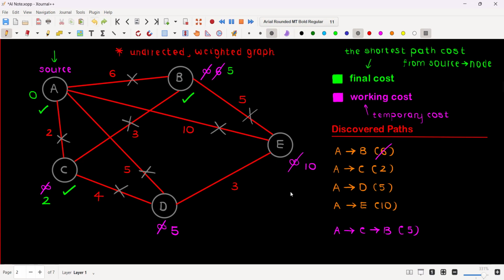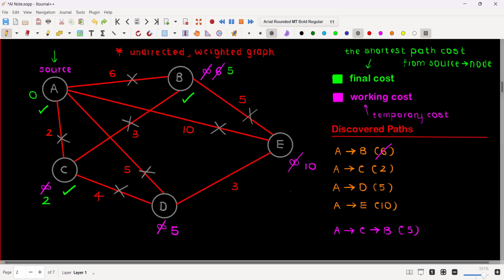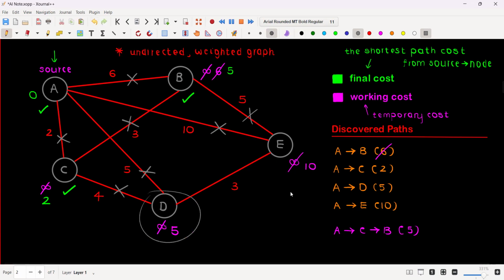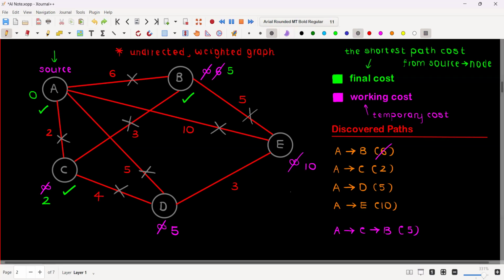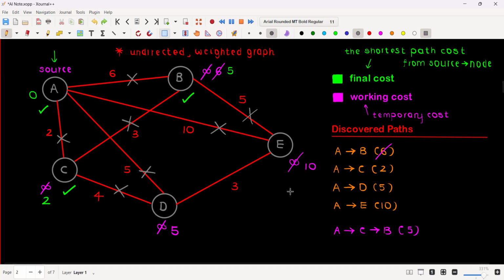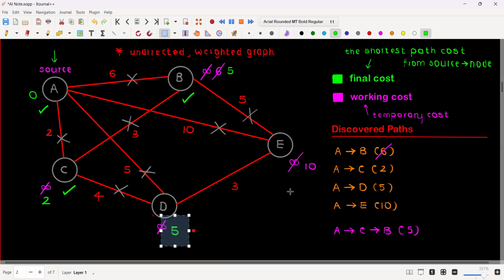So the only thing that I have to do now is pick the one with the smallest working cost, which in this case is D. I pick D, and then I look at the connection from D to E, because all the other nodes have already been discovered. And keep in mind, I can also make sure that D's 5 becomes the final cost, because that's the current smallest working cost, right?